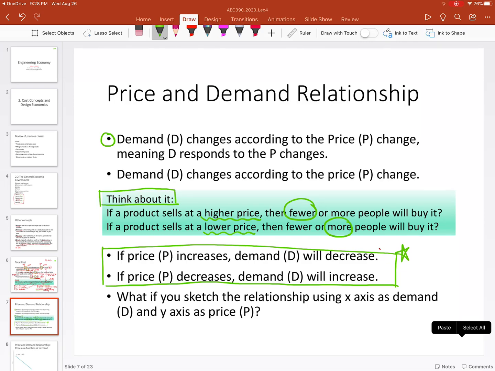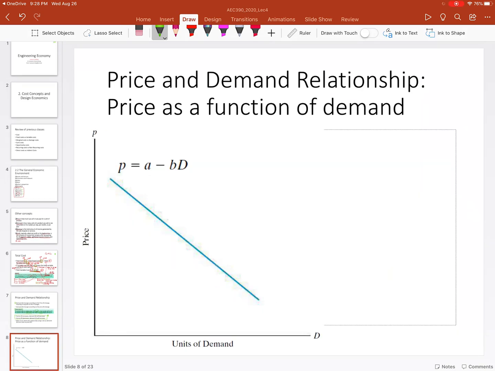So what if you sketch the relationship using an X and Y coordinate system? You put it on the X and Y chart, okay? So you use the X-axis as demand D, and you use the Y-axis as price P. Just imagine what kind of line you end up with. Okay, so this is gonna be the line. Is it the same as what you think? So let's say the D is the X-axis, that's the demand, and the Y-axis is price P. Okay, so what we just use is our common sense.